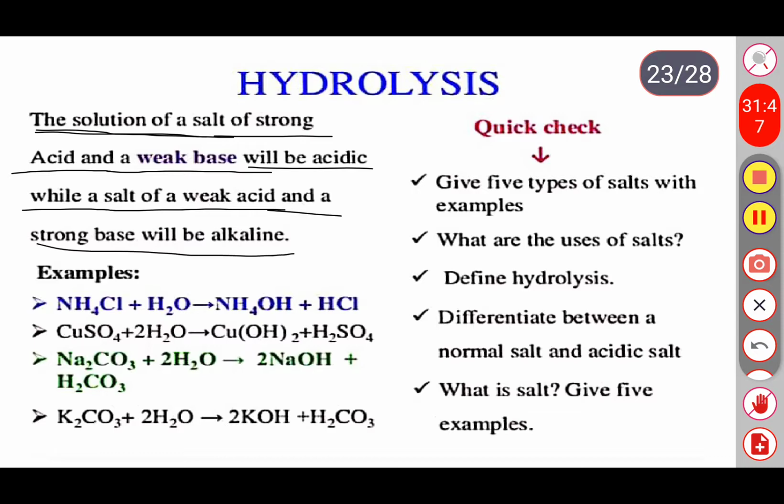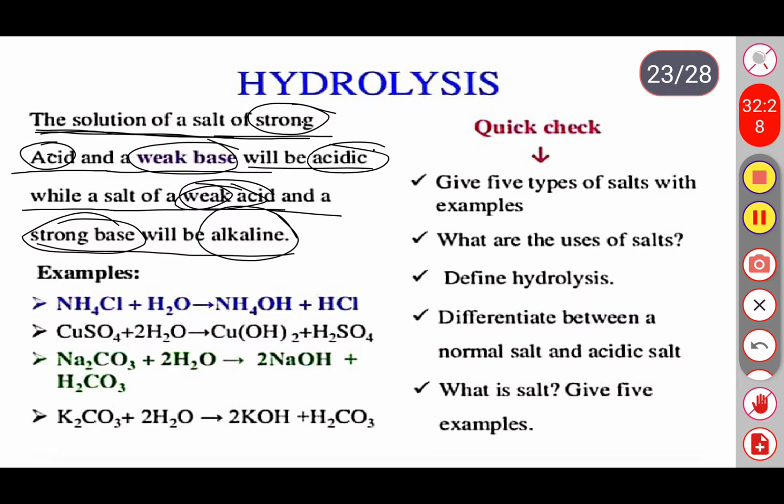So what happens here? Just read the statement given once. The solution of salt of a strong acid and weak base will be acidic. When we are dissolving strong acids and weak bases, it will form acidic substances. It means acidic in the solution. The nature of the solution is purely acidic, while salts of weak acids and strong bases, when dissolved in water, will form alkalines. It means alkalines are nothing but basic solutions.